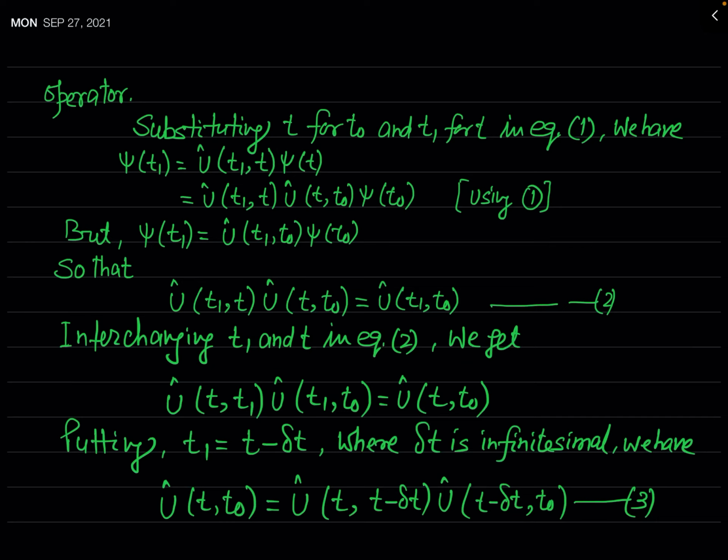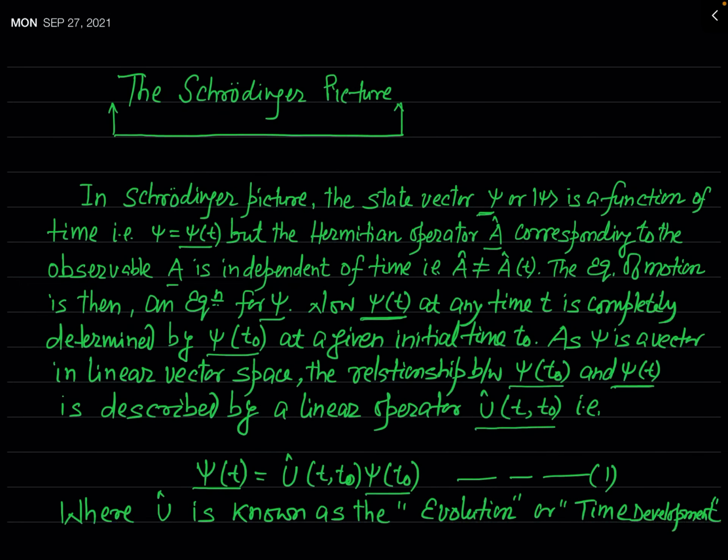Now, if you change t naught in equation 1 by t, and t by t1, it means we have to use t instead of t naught and you have to use t1 instead of t.